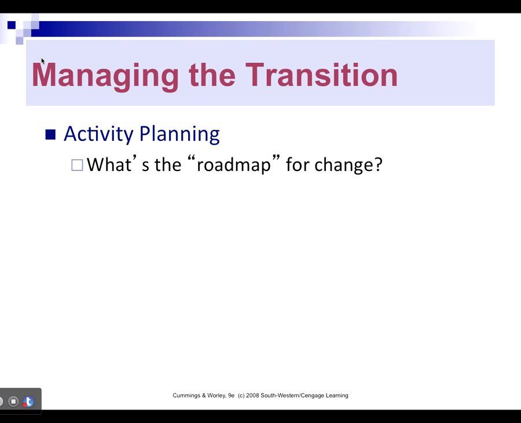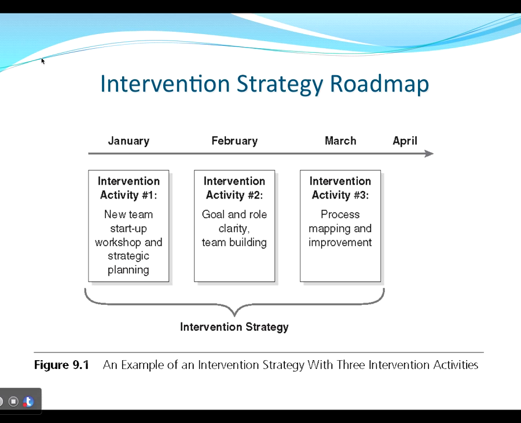Let's talk about actually managing the transition itself. Right, so at this point, we have motivated for change. We developed political support. Obviously, we have a vision in place, and now we're going to talk about how we make the transition. One of the things talked about in your book is this activity planning phase, and you can think of it as the roadmap for change.